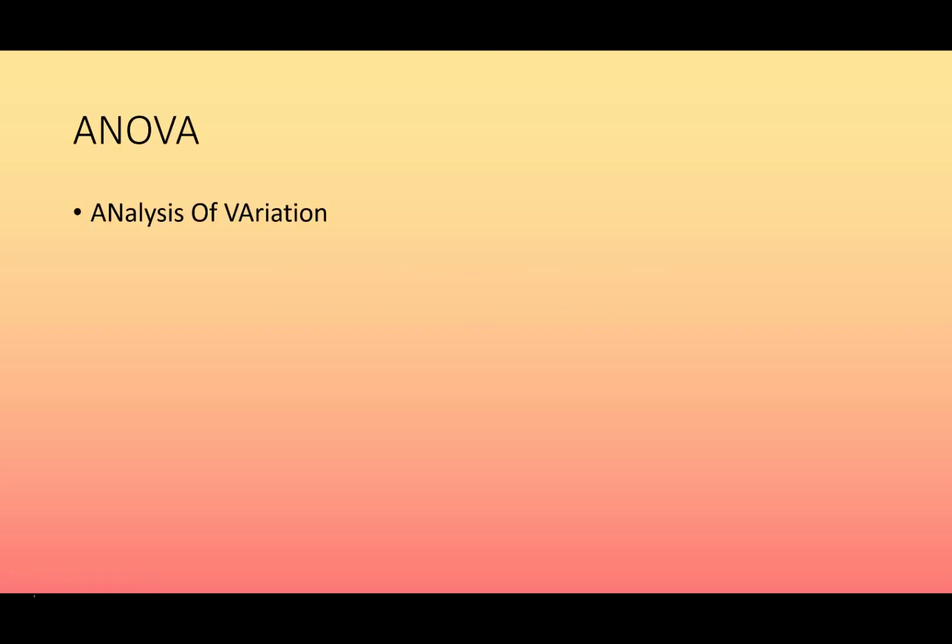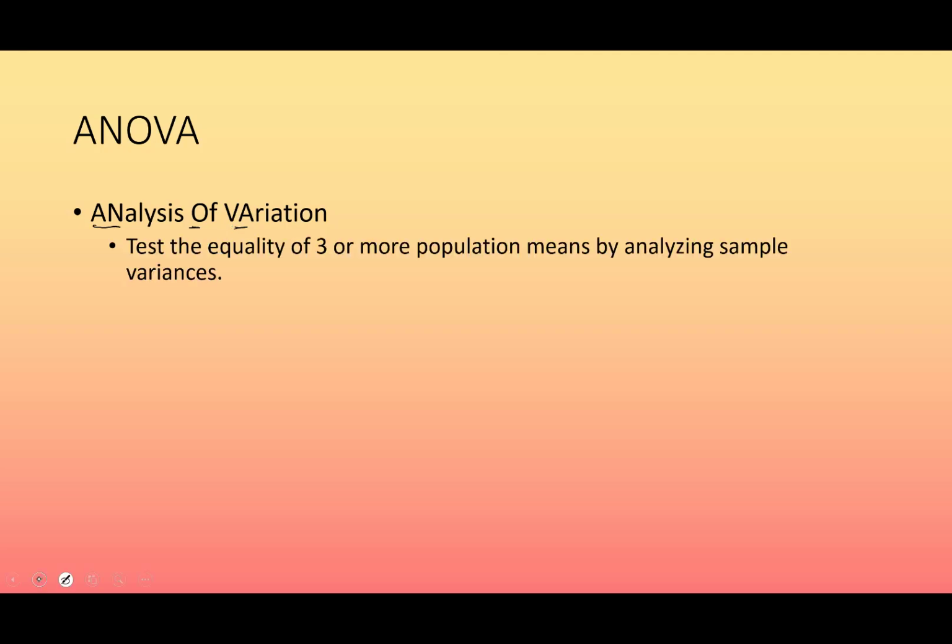All right, we are going to look at how to do a one-way ANOVA test. ANOVA stands for Analysis of Variance. Here's where we get the AN, the O, and then the VA that represents ANOVA. What this allows us to do is test the equality of 3 or more population means by looking at some sample variances.